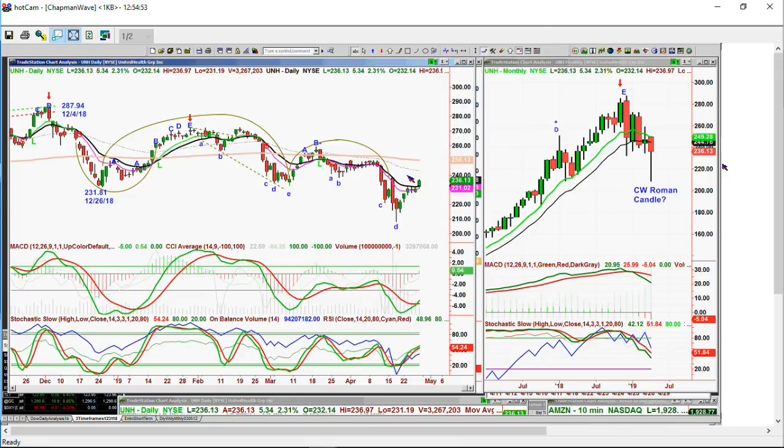I don't disagree that it's a great company, but I think this is almost like the gold in a way. It's just kept going down. But this is a different pattern, and this is an equity, so it's very different. So this is what I'm looking at.